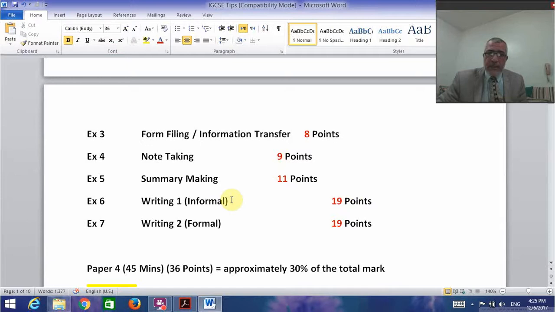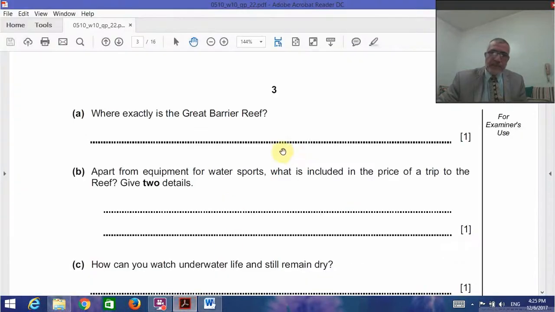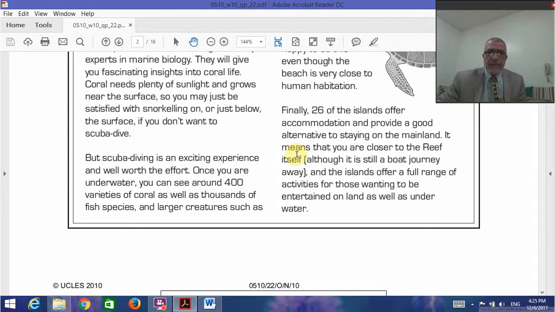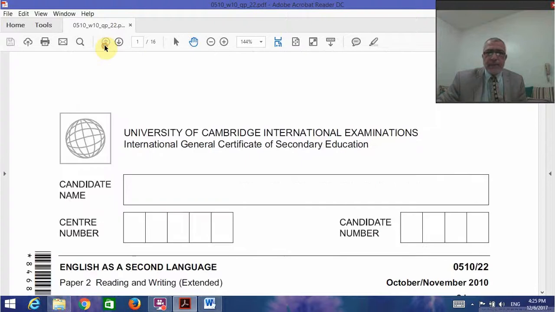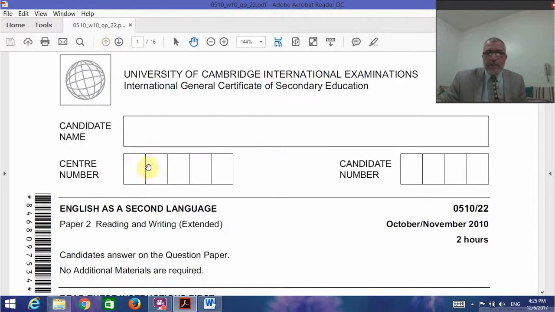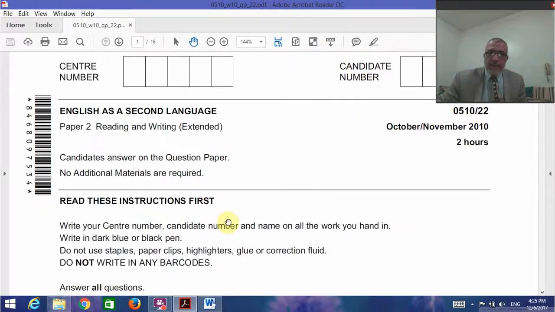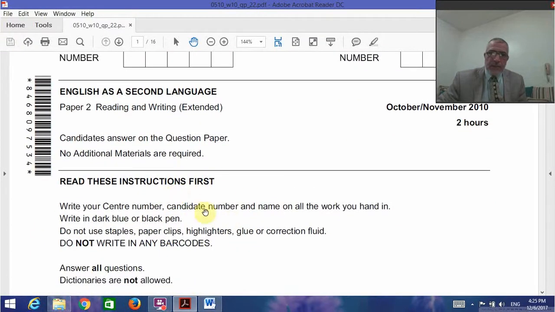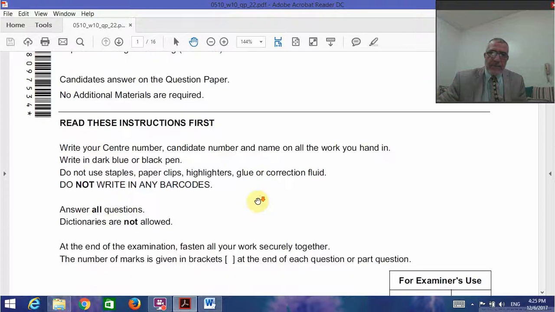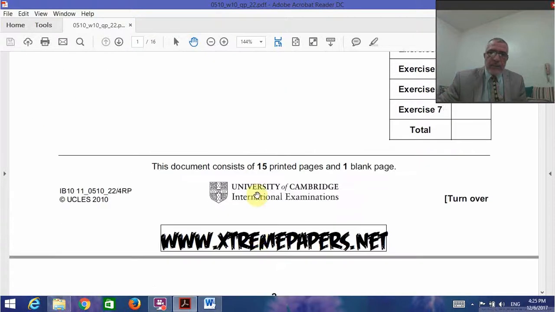Let's look closely at this one, paper 2, for example here. This is an example of paper 2, as you can see. You look at the front page here. This is University of Cambridge International Examinations, International General Certificate of Secondary Education. And here you have your candidate name and the candidate center number here and your candidate number here. And here a piece of advice to you on what to do, what kind of pens you use, and so on. Then let's look at exercise 1.